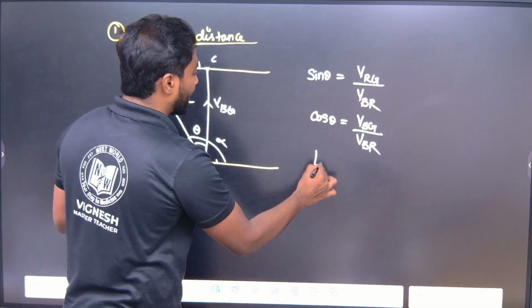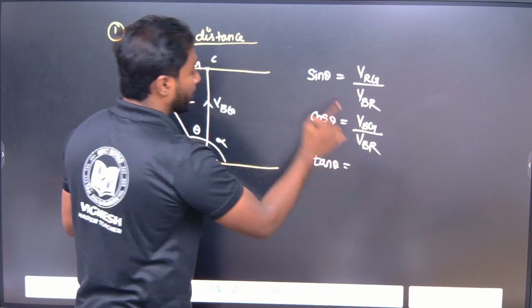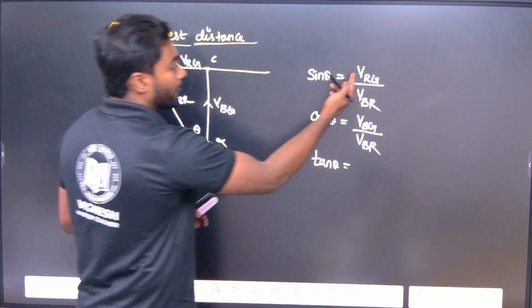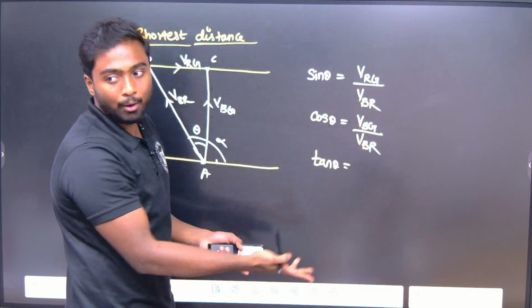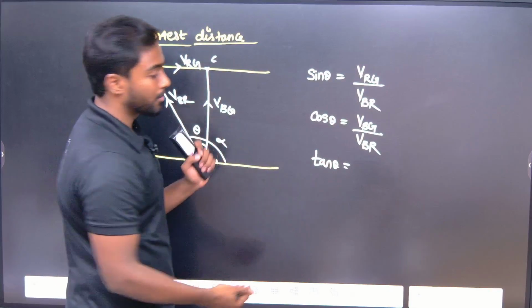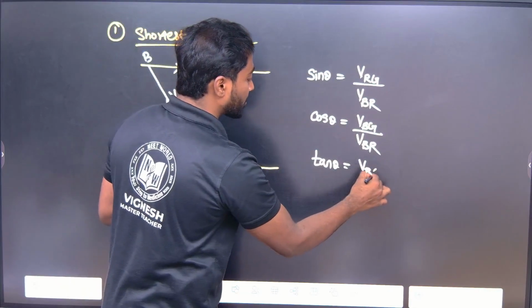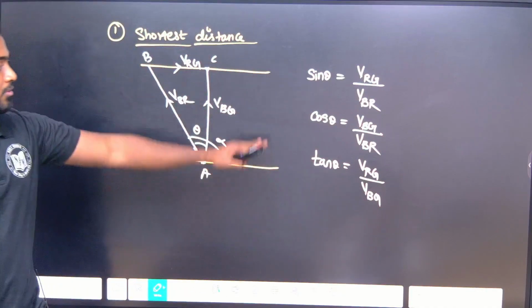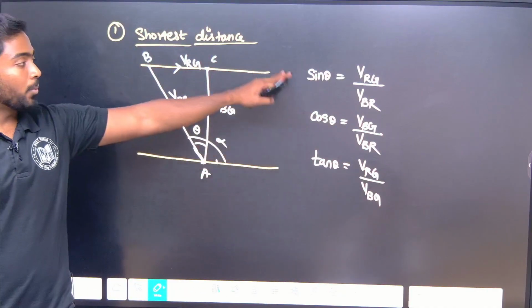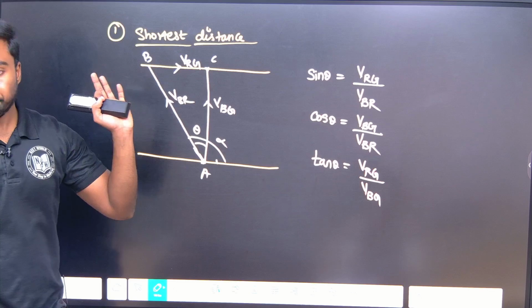Next is tan theta. Tan is sin by cos, which is the velocity of the river with respect to ground by the velocity of the boat with respect to ground, opposite by adjacent, VRG by VBG. This is the only thing we should remember in mind.